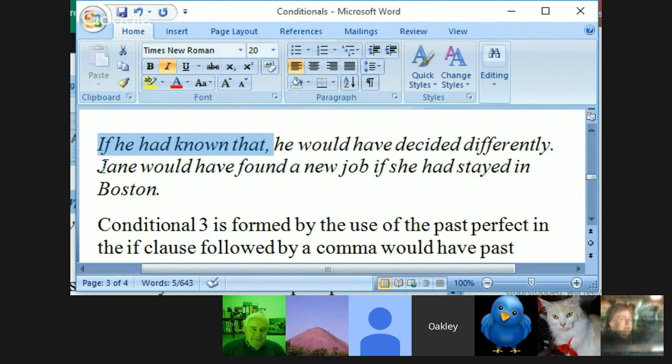Another example: Jane would have found a new job if she had stayed in Boston. The fact is that she didn't stay in Boston, and now she's gone. She's left Boston. It's in the past. It's too late to change that. Totally hypothetical in the past.